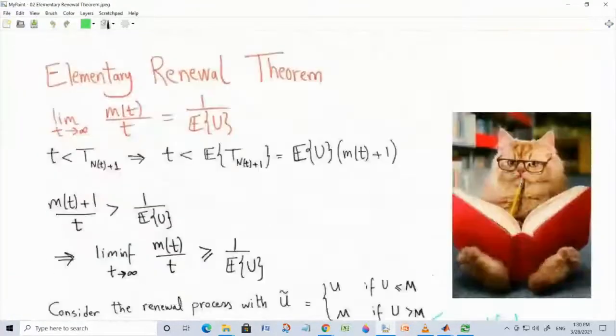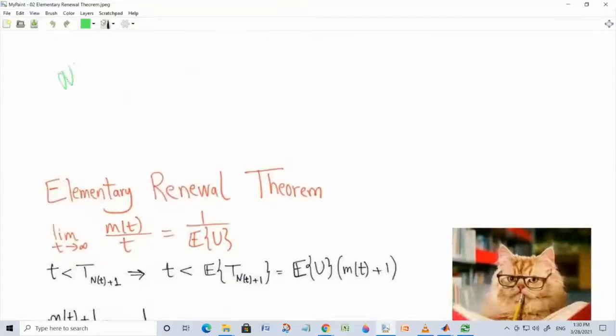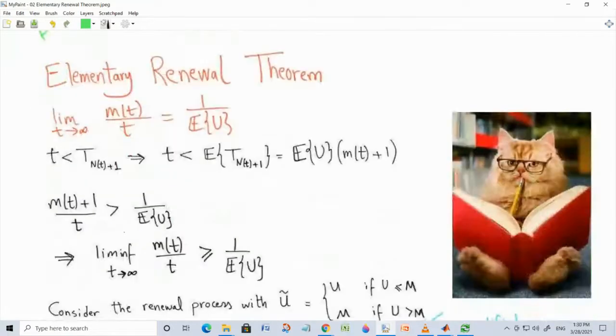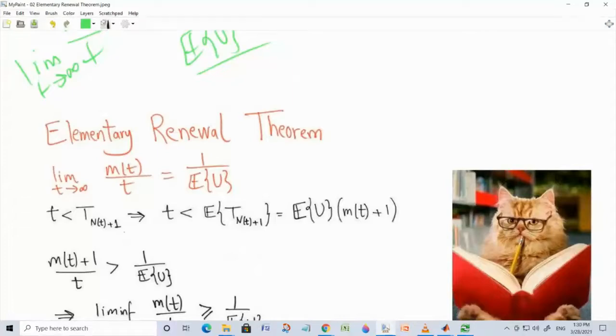Okay, so the elementary renewal theorem is basically, so last time we showed that the limit as t goes to infinity of N(t) over t is 1 over the expected value of U. Now we want to do the same thing, but with N(t) replaced by its first moment, the expected value of N(t). Okay, and this is called the elementary renewal theorem.